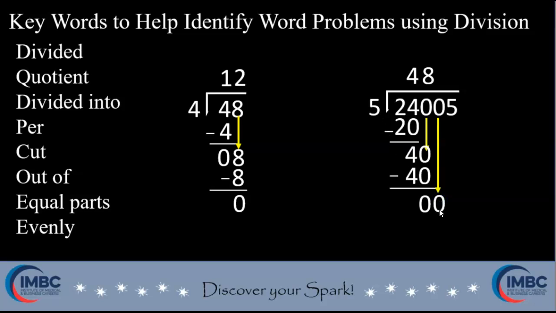When we bring down a digit and the 5 cannot go into that number, it's not a large enough digit, we must put a placeholder of 0 there. And then we bring down our next number, which is a 5. 5 goes into 5 one time. 1 times 5 is 5. We do the subtraction. Remainder 0.